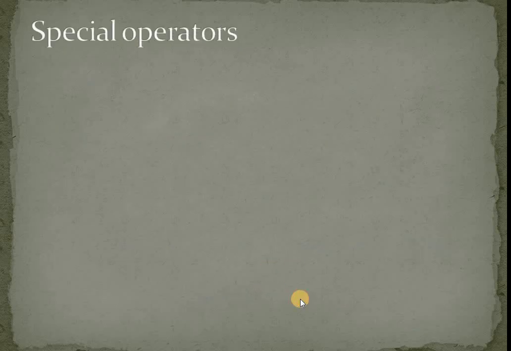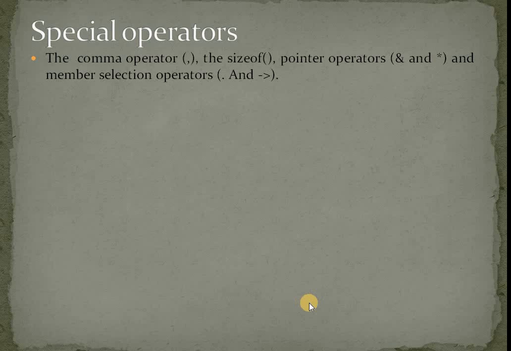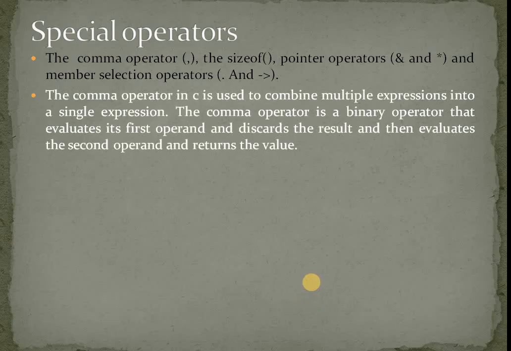And the last type of operators, special operators: the comma, sizeof, pointer operators and member selection operators. These are the special operators used in C programs. The comma operator in C is used to combine multiple expressions into a single expression. The comma operator is a binary operator that evaluates its first operand and discards the result, and then evaluates the second operand and returns the value.